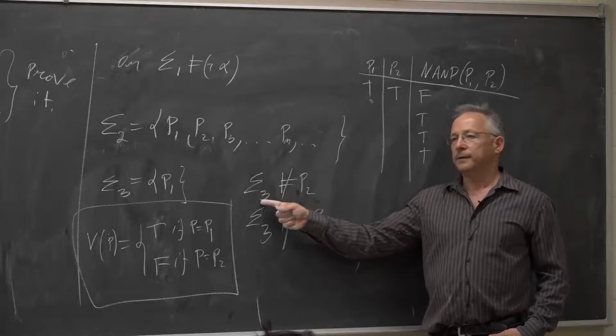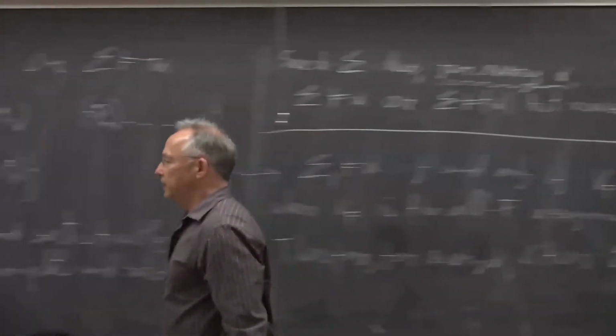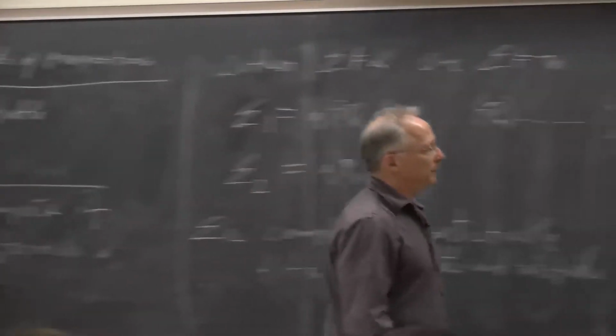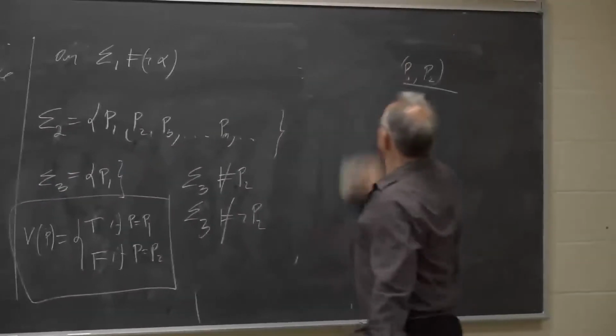So it's a very good question. How do I show that sigma does not logically imply a formula? I just show you an assignment that satisfies sigma and not the formula.